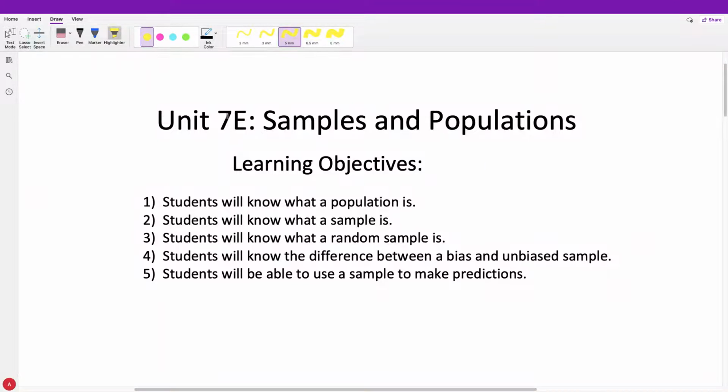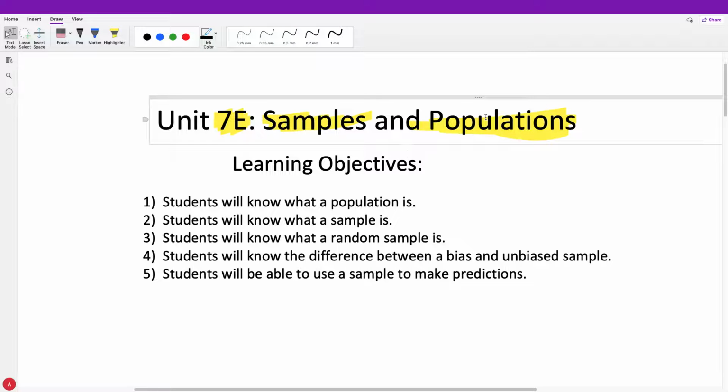All right, so we're now moving on to our last section of the year, and that's going to be section 7E, and we're going to talk about samples and populations. This is going to be done in two separate videos.